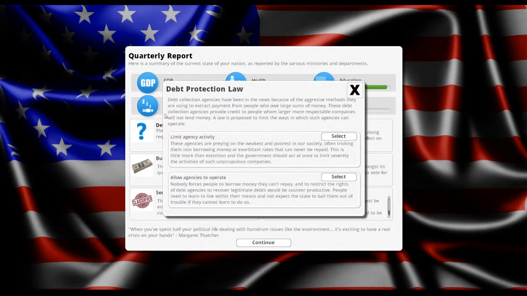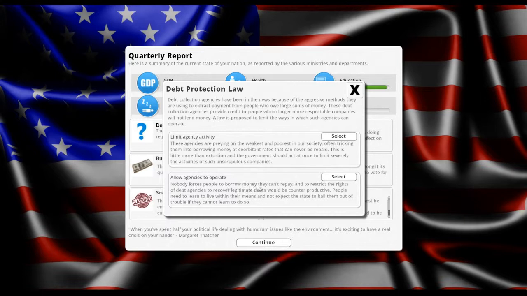Debt protection law. Okay, I already know what these situations are because I played before the mod, but debt collection agencies have been in the news because of the aggressive methods they are using to extract payment from people who owe large sums of money. These debt collection agencies provide credit to people whom larger, more respectable companies will not lend money. A law is proposed to limit the ways in which such agencies can operate. I say it's the government interfering with the free market. I say no, just allow them to operate.